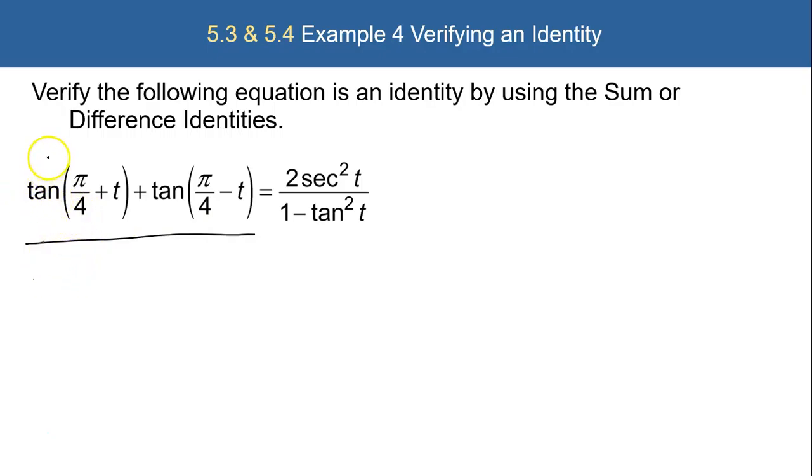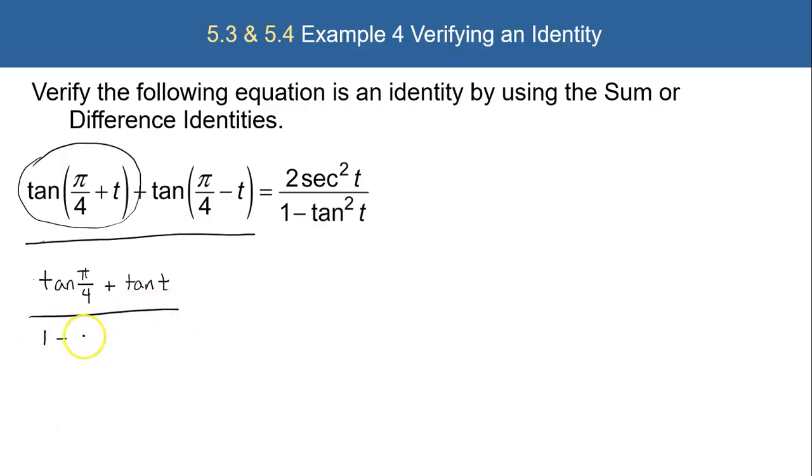So this portion right here is going to look like this after the identity. We're going to say tangent of pi over 4 plus tangent of t, all over 1 minus tangent of pi over 4 times tangent of t.